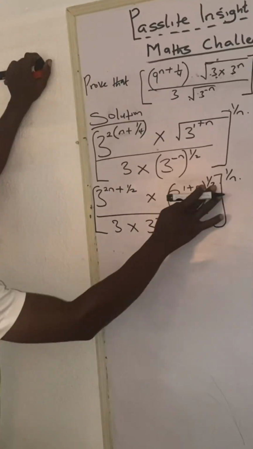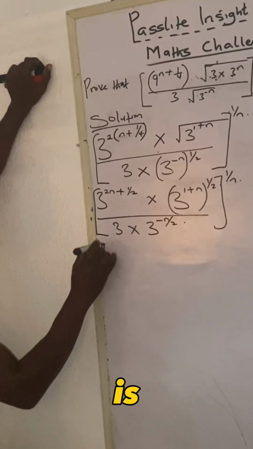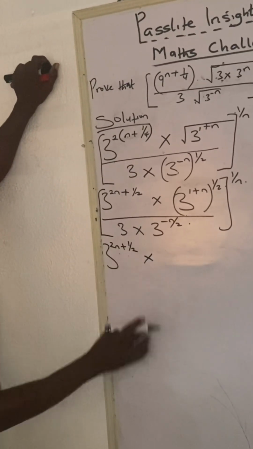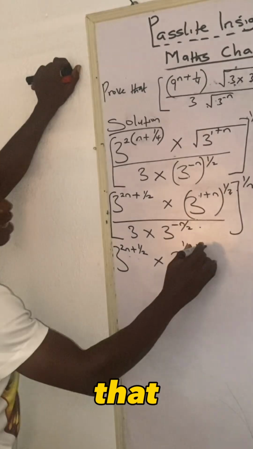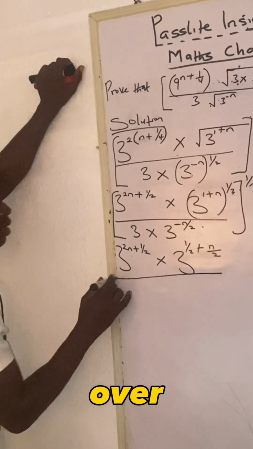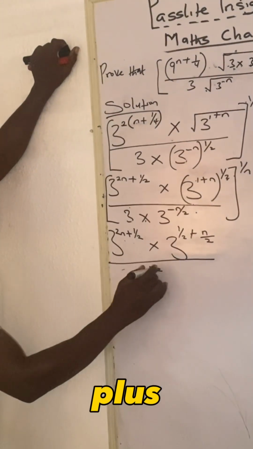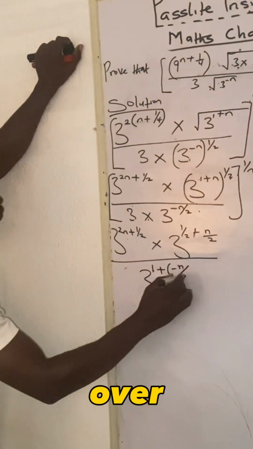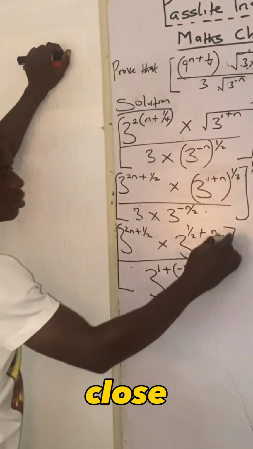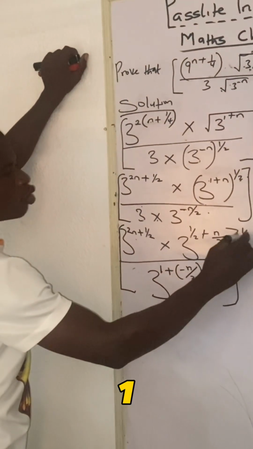So let's continue. Use this half to open the bracket. 3 raised to power 2n plus half times 1 is half, times n, that is n over 2, all over 3. Pick one 3 out of this. This is raised to power of 1, times turns to plus, open bracket, minus n over 2, close the bracket, raised to power 1 over n.